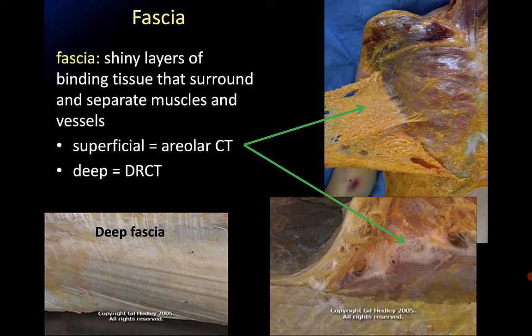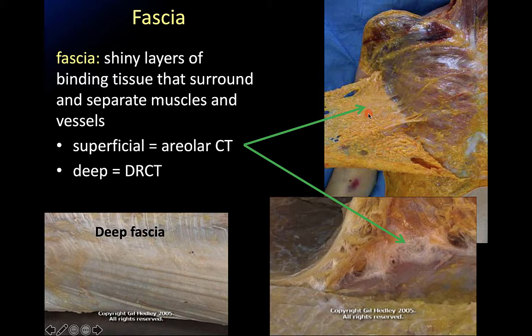And it does form superficial fascia, which makes us say, hey, what in the heck is this fascia stuff? Well, it's a shiny layer of binding tissue. It tends to surround and separate muscles or vessels, and it really depends which particular kind of fascia you're talking about because it comes in superficial and deep forms, and they are actually made of different kinds of connective tissue.